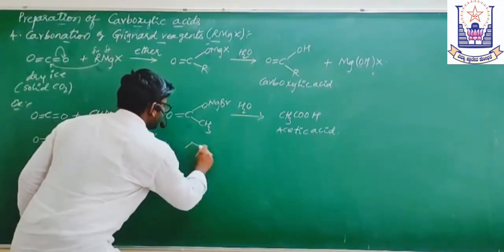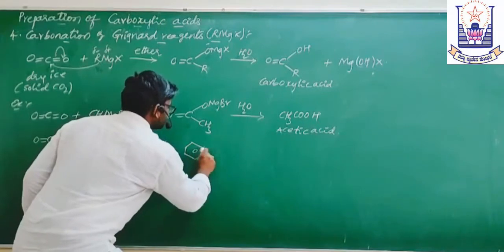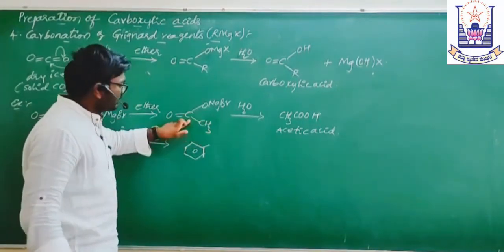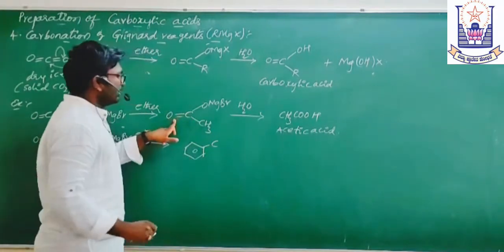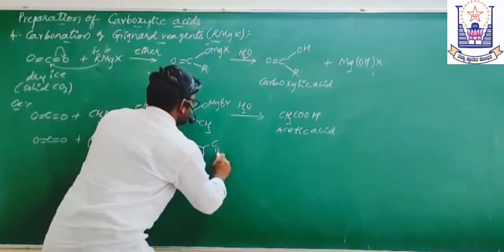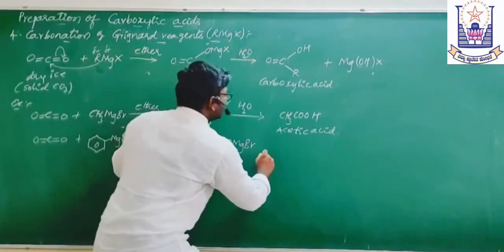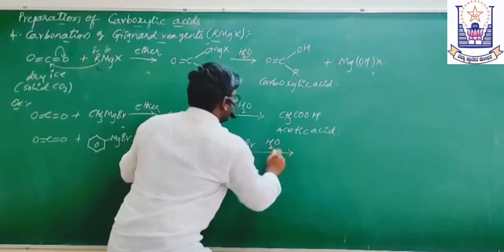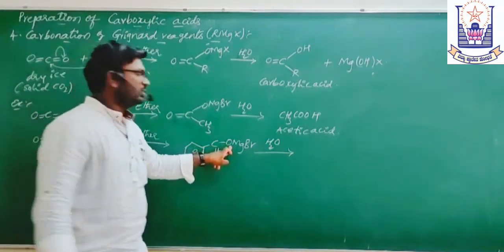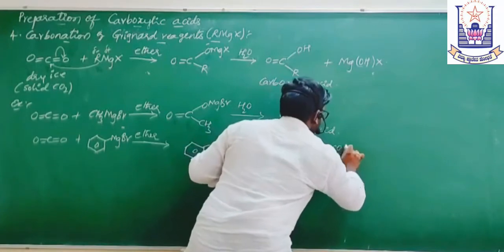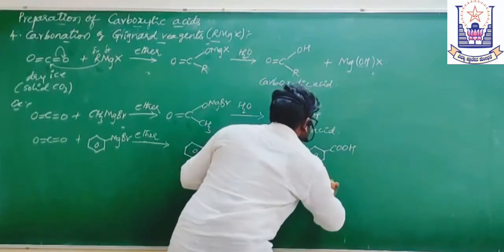Similarly, you will have a benzene ring. Then, imagine it is a benzene ring connected to the carbon, carrying a double bond O, then O MgBr. When it is hydrolyzed, you will get OH here. So therefore, it will be benzoic acid.